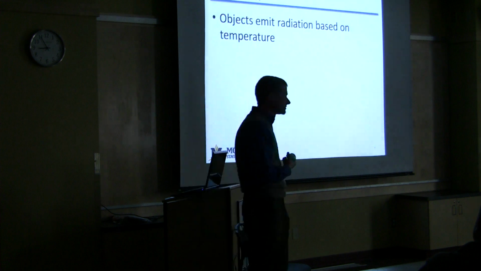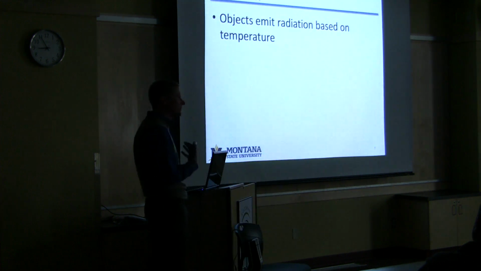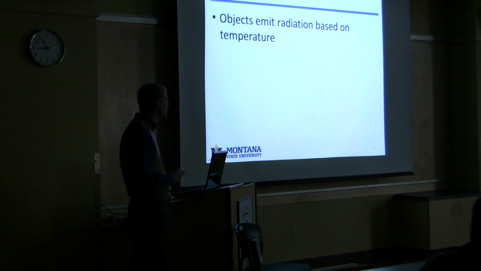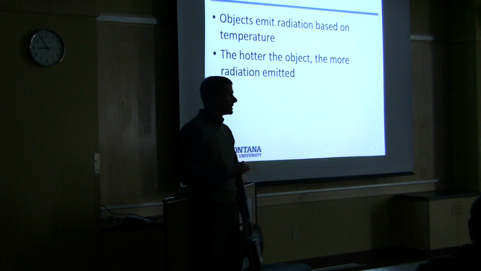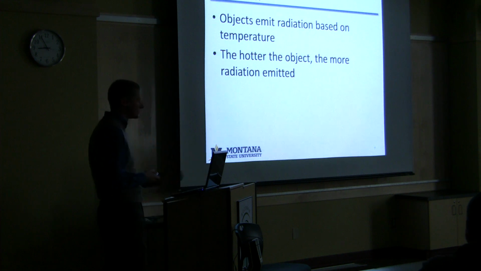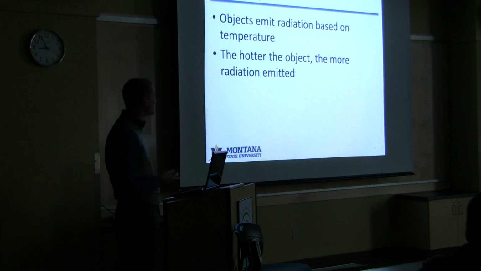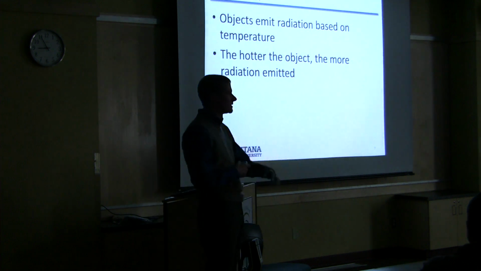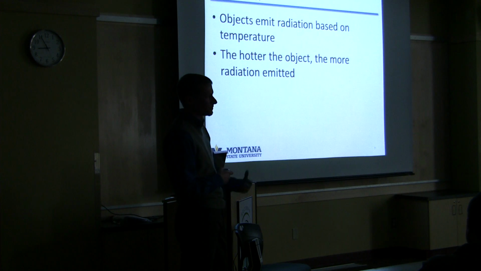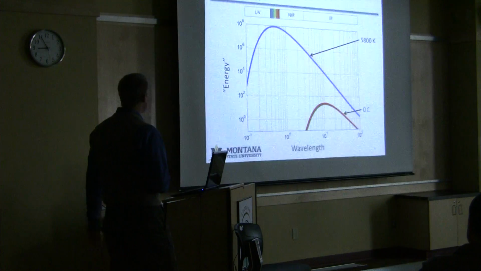So I kind of alluded to this. Objects, if you're at a temperature, you emit radiation. The hotter you get, the more radiation you get. So the sun is really hot, it's emitting a lot of radiation, and it tends to peak right in the visible, whereas we're colder, we don't emit quite as much, and then we peak in the long wave radiation or the heat that we're used to feeling.